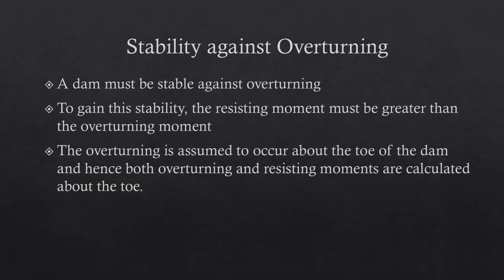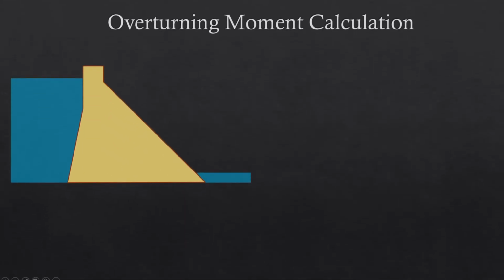So to make a dam stable against overturning, the main criteria is that the resisting moment must be greater than the overturning moment, and the overturning is assumed to occur about the toe. We already discussed that. So now we know how these overturning moments will come about, and we'll try to calculate them.